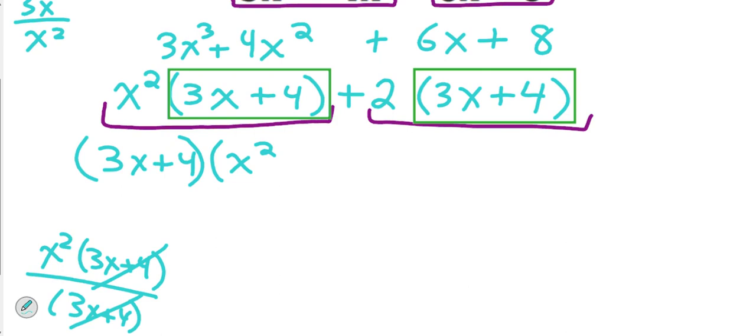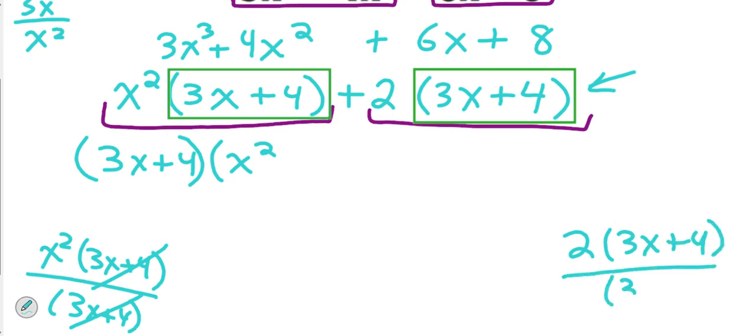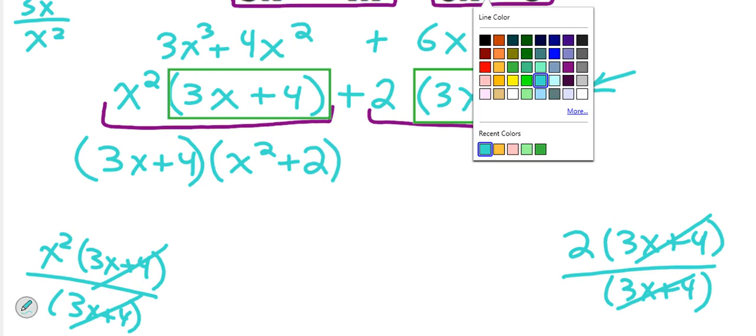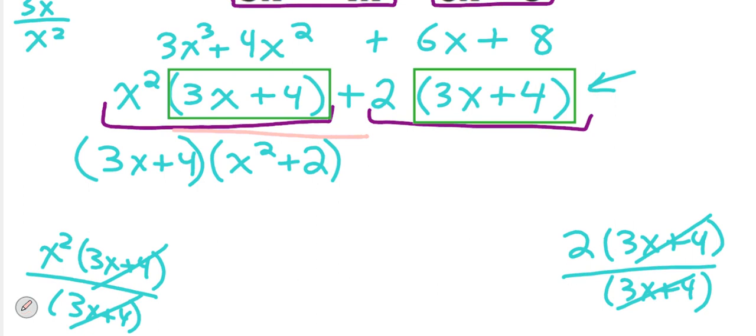Now I'm going to do the same thing with this term. I see that I have 2 times 3x plus 4, right? I'm going to divide by 3x plus 4, and when I do that, bam, they cancel out, and I have a 2 left. Do I have a positive 2 left? Yes, I need to remember to put my signs there, right? And I'm done.